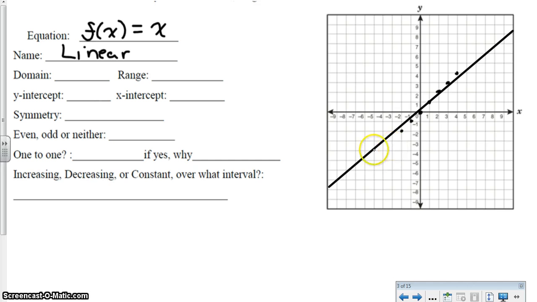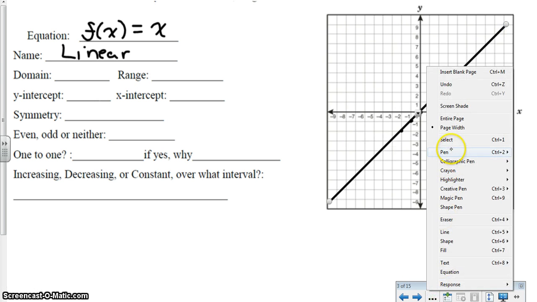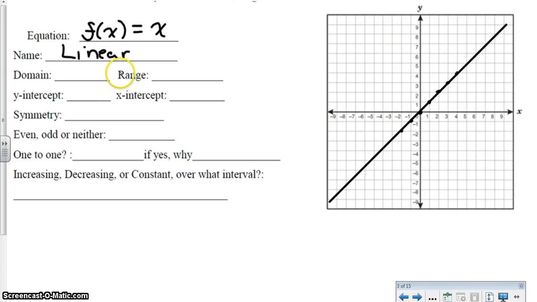What should you have noticed about the domain? Talk to your partners about the domain. Well, since this goes to infinity and beyond, there really was no restrictions to the domain, was there? And there was also no restrictions to the range. So when I have that, the domain went from negative infinity and traveled to positive infinity. And the range also was negative infinity all the way to positive infinity.